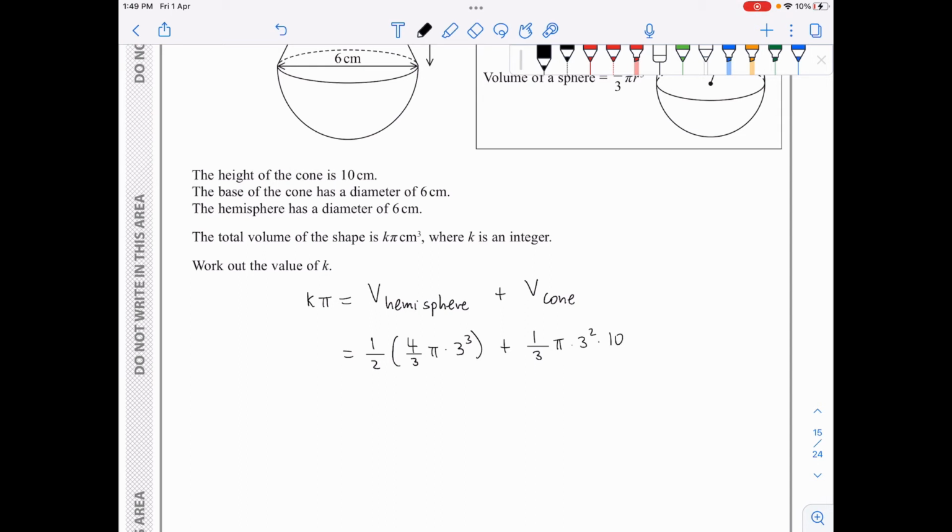Now before I proceed, I will be looking for some simplifications. The 2 with the 4 leaves me a 2 in the top. 3 cubed over 3, well, 3 cubed is 27, over 3 is 9. And then 3 with 3 squared leaves me with 3. Ending up at k pi is equal to 18 pi plus 30 pi. So k pi is 48 pi, which means that k is 48.